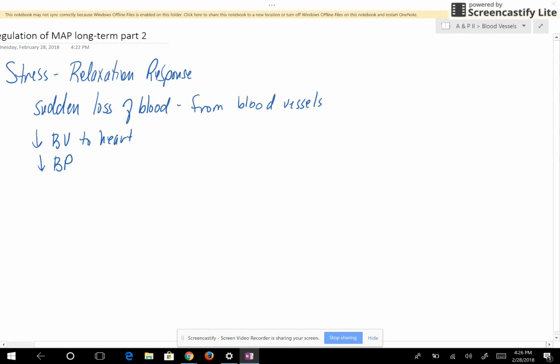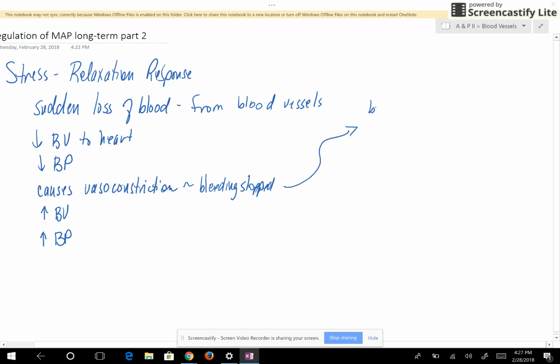Okay, your body's going to try to correct that, and it's going to cause vasoconstriction. Vasoconstriction is going to try to increase the blood volume to the heart, and that will increase the blood pressure. Okay, we're going to assume that bleeding was stopped somewhere in this area with the vasoconstriction. So I'll put here bleeding stopped. Therefore, this was corrected.